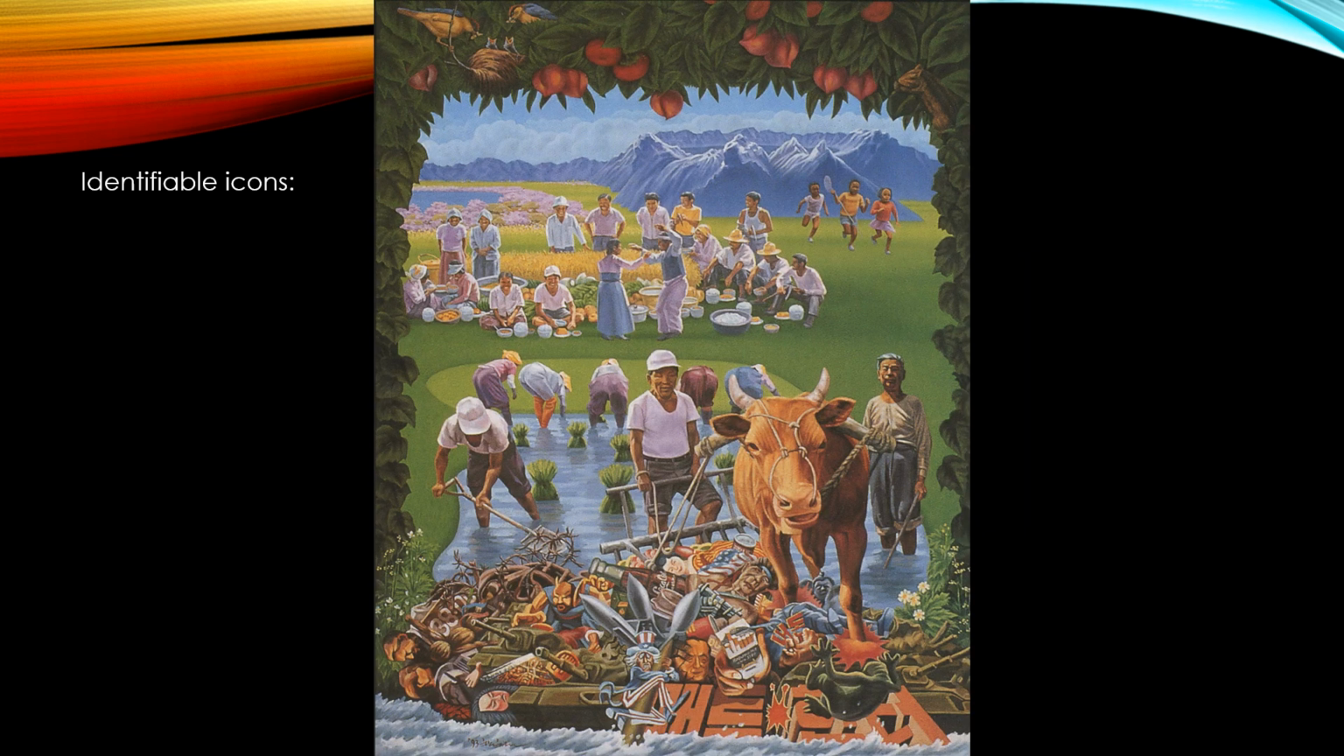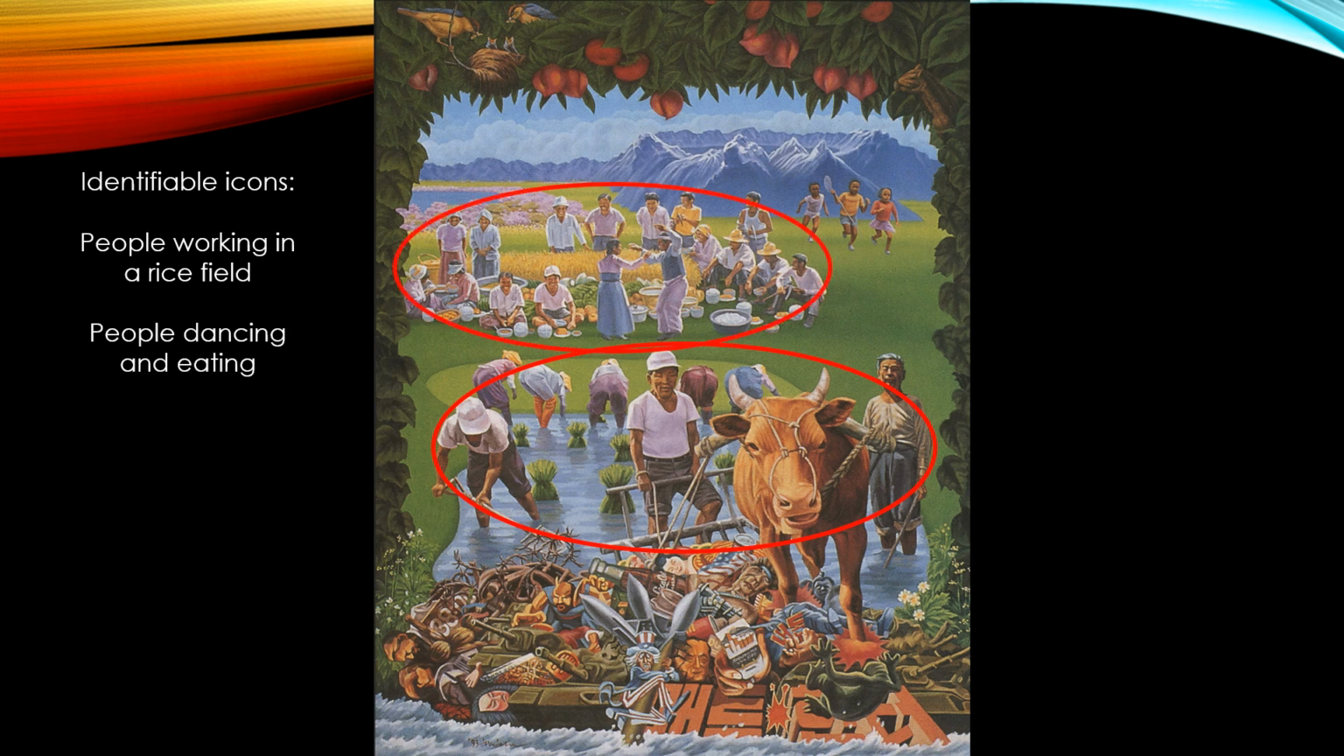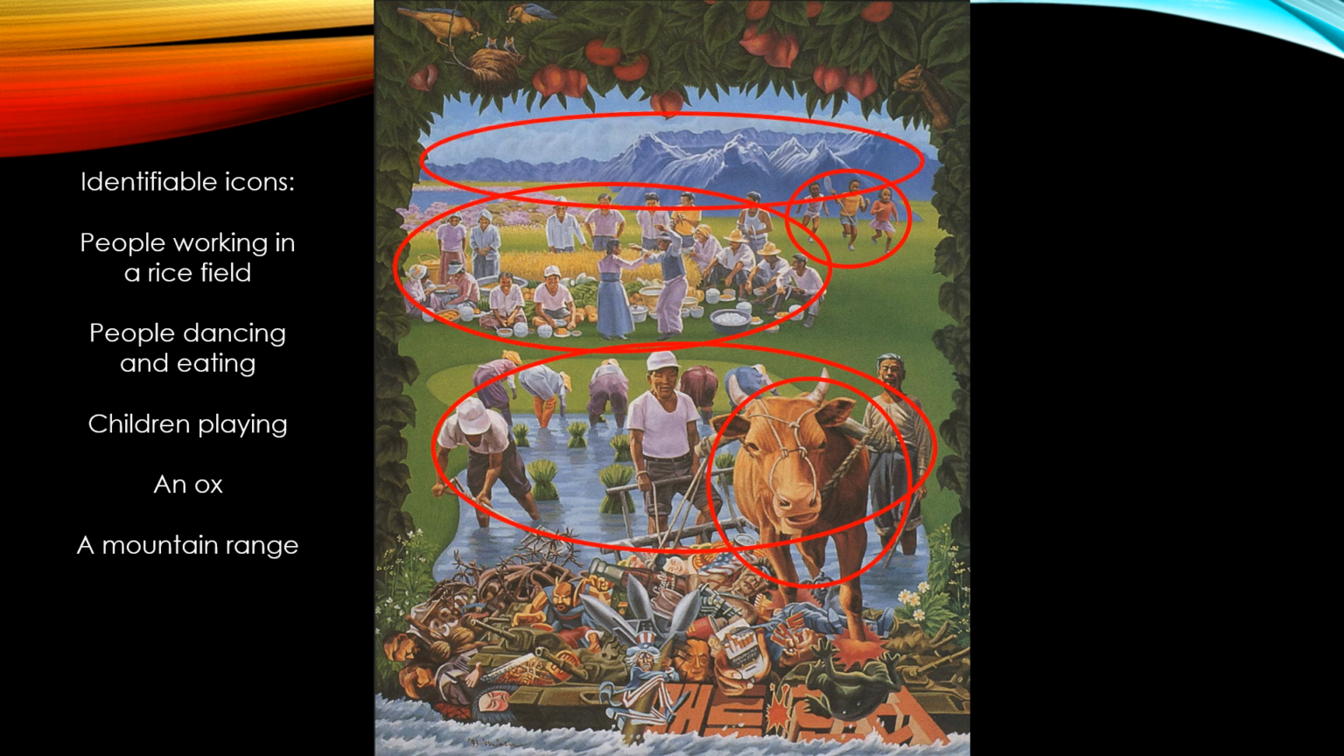As an example of identifying icons in Shin Hakchar's rice planting, there are people working in a rice field, people dancing and eating, children playing, an ox, a mountain range, and a heap of miscellaneous objects. Notice how I include the actions that certain icons perform to differentiate them. This is especially helpful when talking about humans in an image.